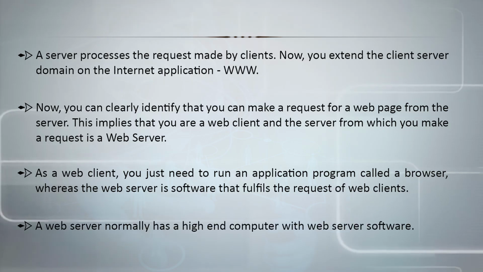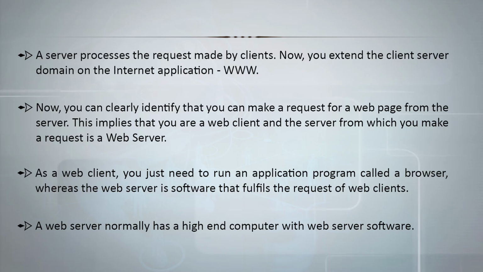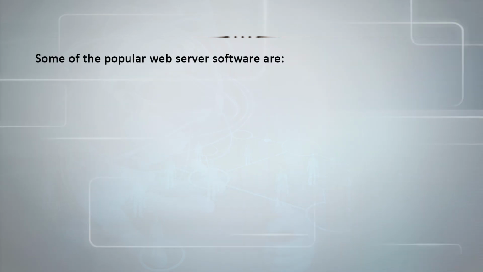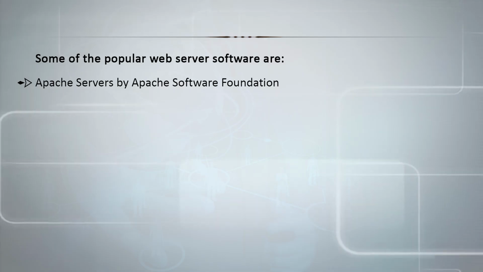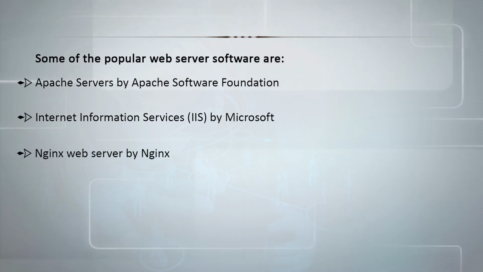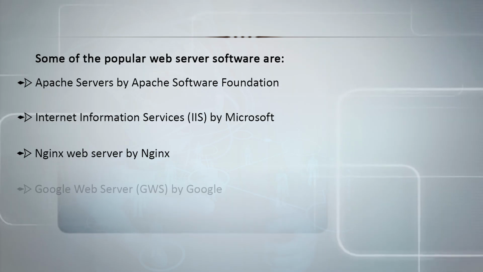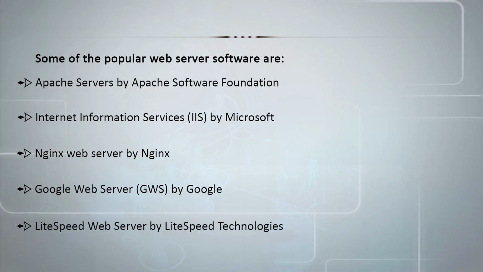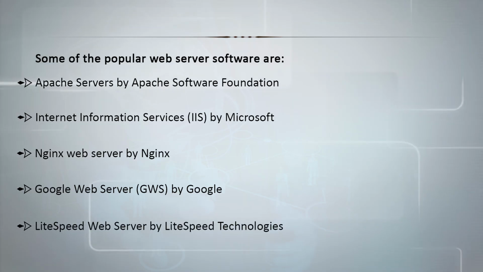A web server normally has a high-end computer with web server software. Some of the popular web server softwares are Apache server by Apache Software Foundation, Internet Information Server by Microsoft, NGINX web server by NGINX, Google web server by Google, Lightspeed web server by Lightspeed Technologies. These are some of the popular web servers. Of course, there are a large number of companies that provide the services of a web server. A web server also has a very good internet connection speed so that it can support multiple simultaneous users. It also has its own domain and IP address.